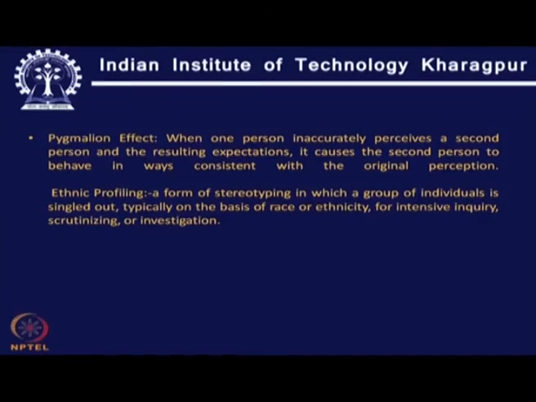and this may lead to some errors like the Pygmalion effect, when one person inaccurately perceives a second person, and the resulting expectation causes the second person to behave in ways consistent with the original perception. So, these are some of the effects, and ethnic profiling is of course a stereotyping effect about the ethnic group that we are concerned about, and it sometimes leads to inaccurate decision making without intensive inquiry about the particular person that we are making a decision about.